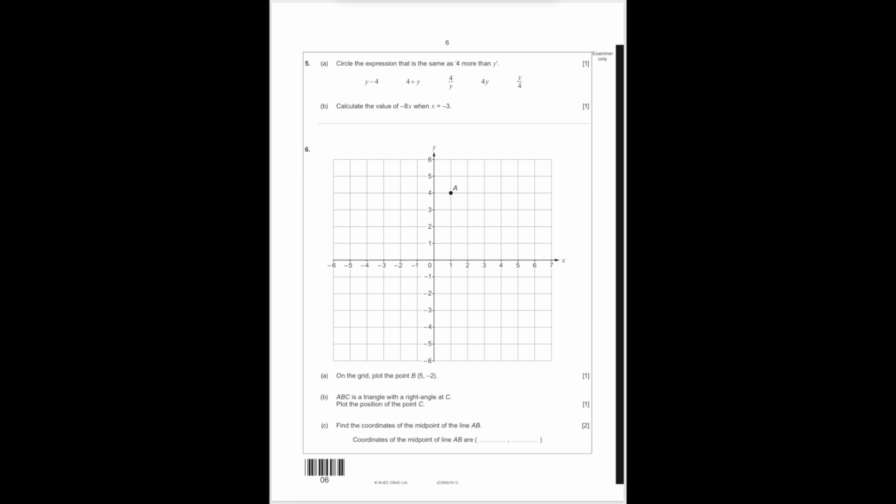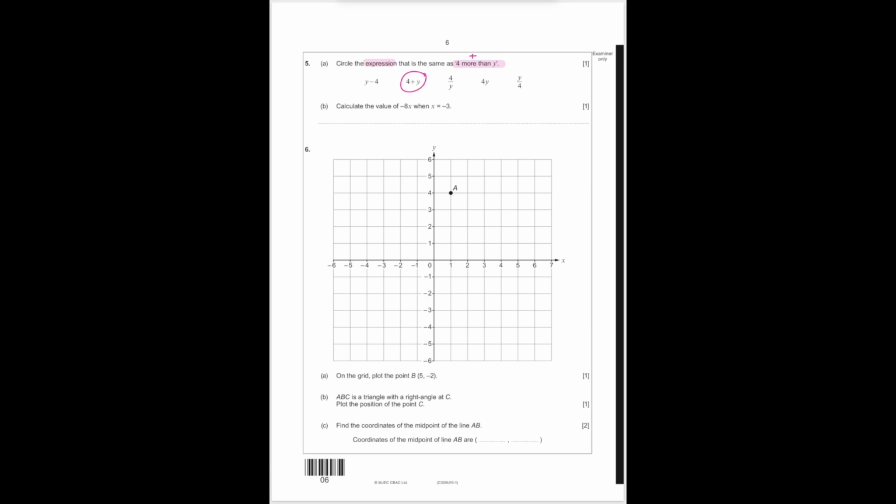Question 5a. Circle the expression that is the same as 4 more than y. Okay, so if we're dealing with more than, we're adding. So we are doing 4 more than y. So we are doing y add 4 or 4 plus y. So we need to circle that equation.